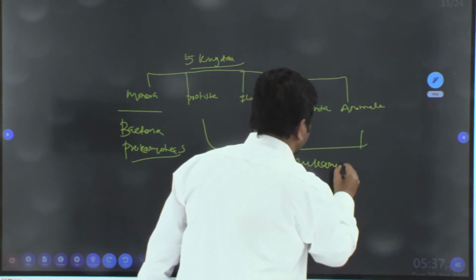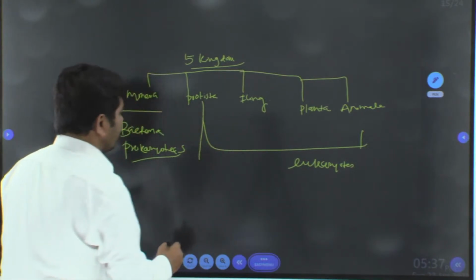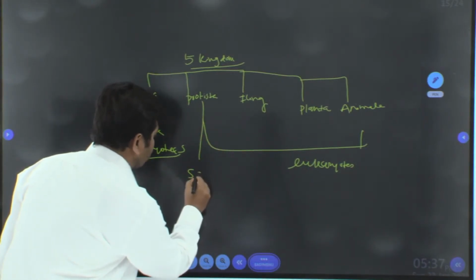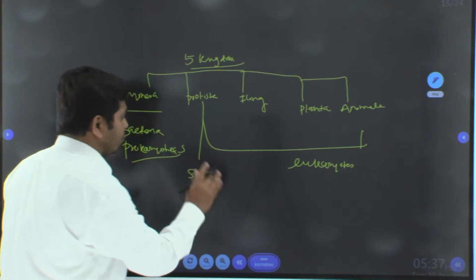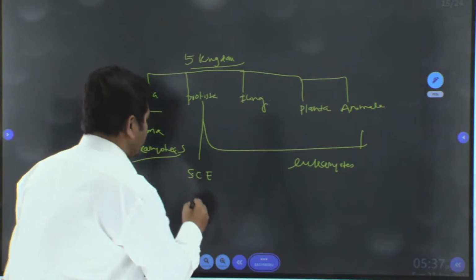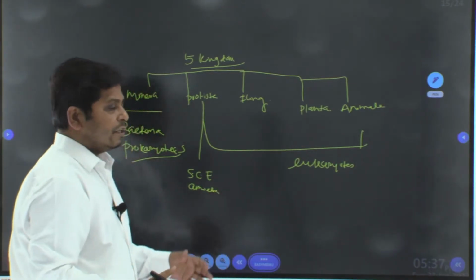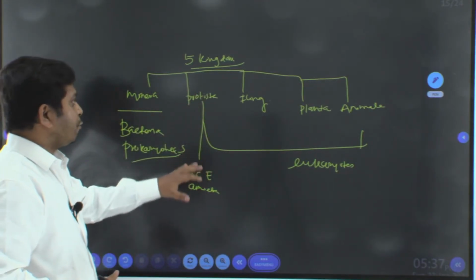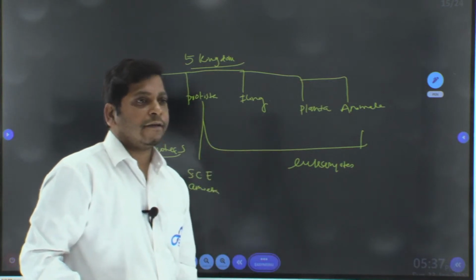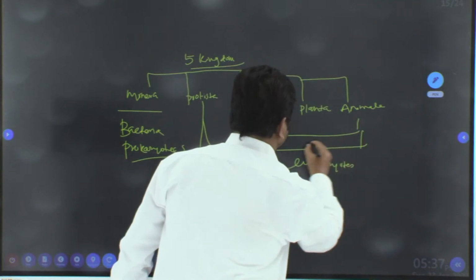Then how are all those eukaryotes placed in separate kingdoms? Protista, for example, is a single cellular eukaryote. Please remember this. Only one cell, for example amoeba, paramecium. These are all single cellular eukaryotes, so they come under the kingdom Protista. Whereas fungi, plantae and animalia are all multicellular organisms.